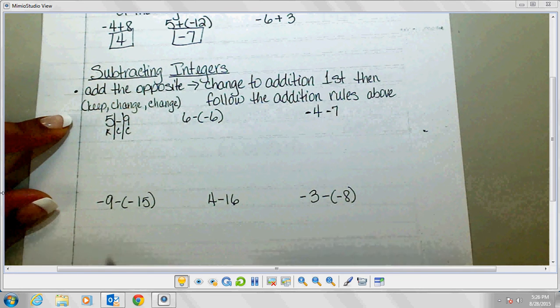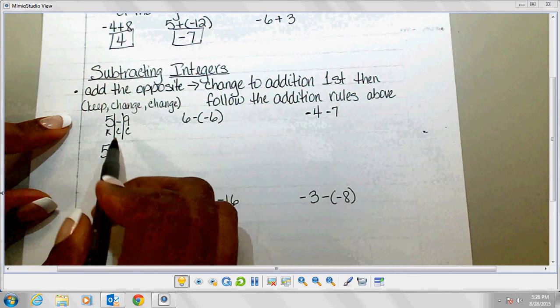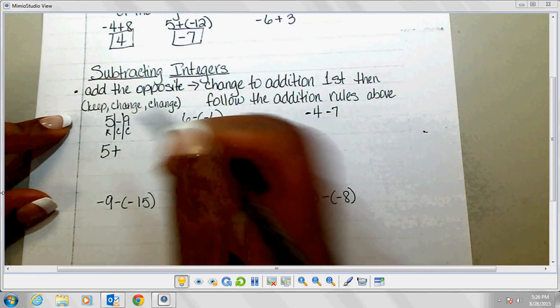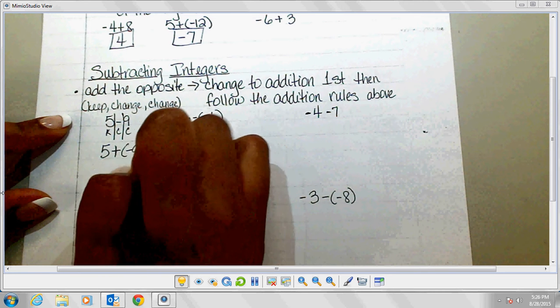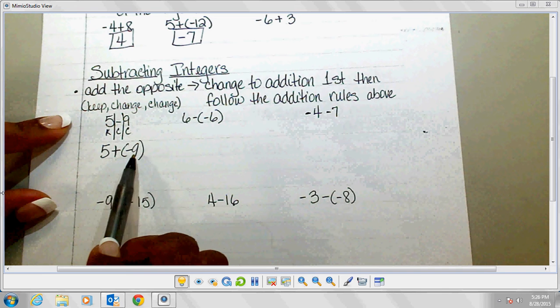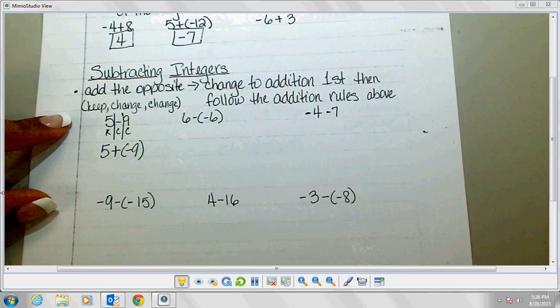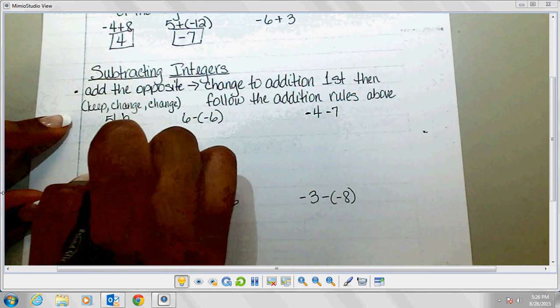So this means I'm going to keep the 5. I'm going to change the minus to plus, and I'm going to change 9 to negative 9. So that's how I'm adding the opposite, because I'm adding the opposite of that 9, which is negative 9. So now I have 5 plus negative 9, so that means that my signs are different. So follow your different signs rule for addition, which says subtract the numbers and keep the sign of the larger absolute value. So subtract 5 and 9, you get 4. The larger absolute value is negative 9, so your answer is negative 4.